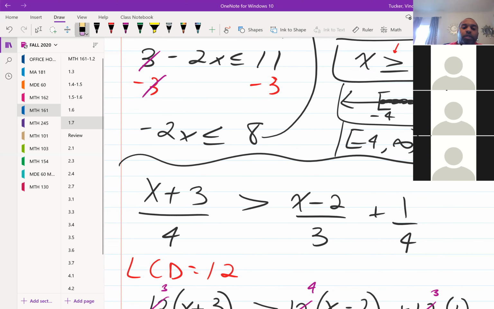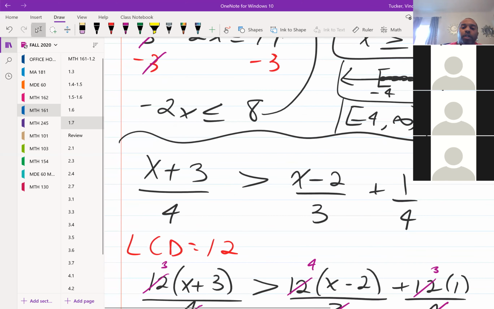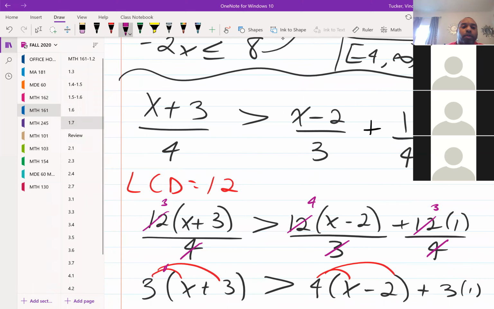All right, next one is (x plus 3) over 4 greater than (x minus 2) over 3 plus 1 over 4. The same thing would occur here as if I had an equal sign. I'll find the LCD, which is 12. And let me erase some things so we can walk through it a little more.